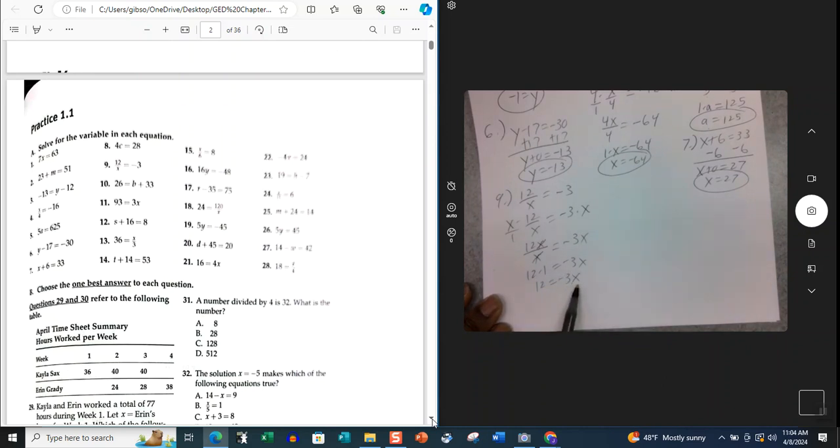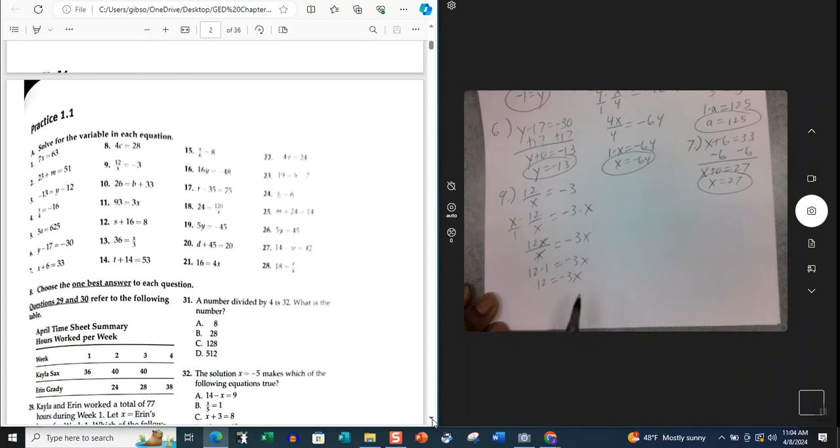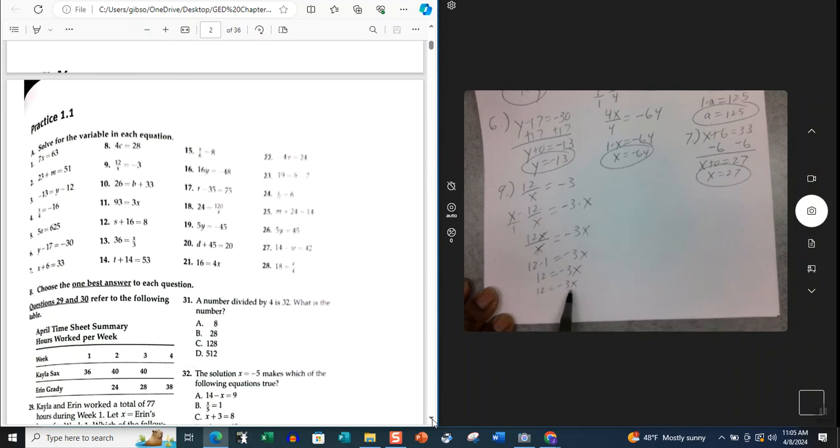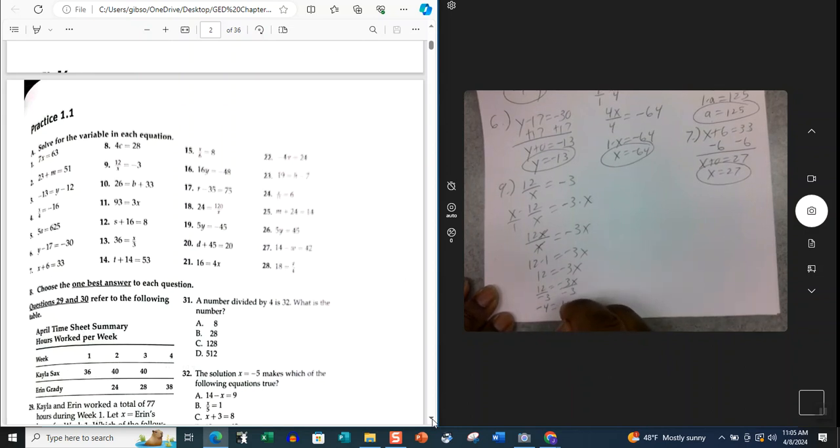Now, we still don't have x by itself. The negative 3 is connected to x by multiplication. So in order to get rid of it, we have to take the negative 3 and divide on both sides. 12 divided by negative 3 is negative 4. Negative 3 divided by negative 3 is positive 1 times x. So it'll be negative 4 is equal to x.